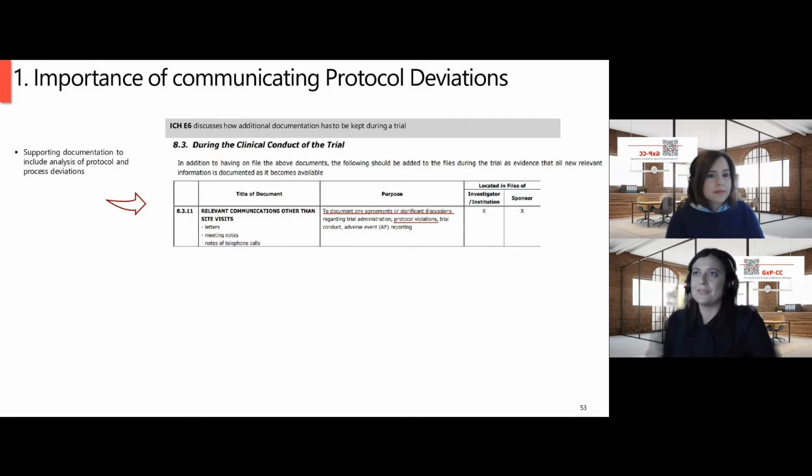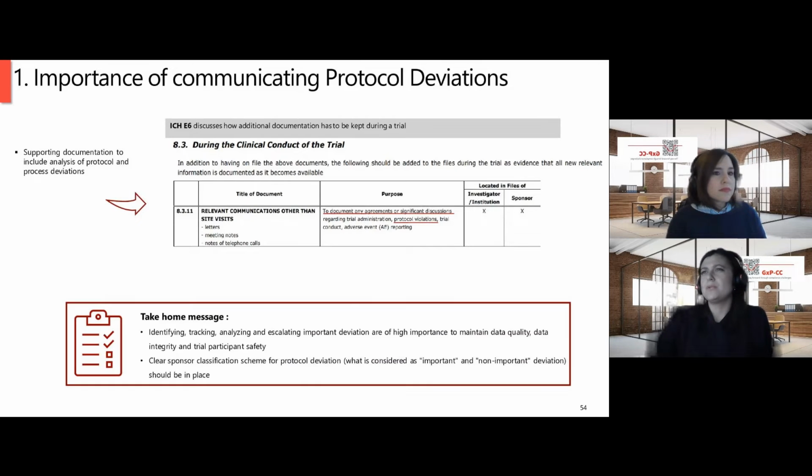And the third thing, which is mentioned in ICH E6, is that any additional documentation related with protocol deviations, whether it's agreements, discussions, communications between the sponsor and the CRO, all these additional documentation should be captured and should be in place. So with this, I would like to go to the take-home message on protocol deviation.